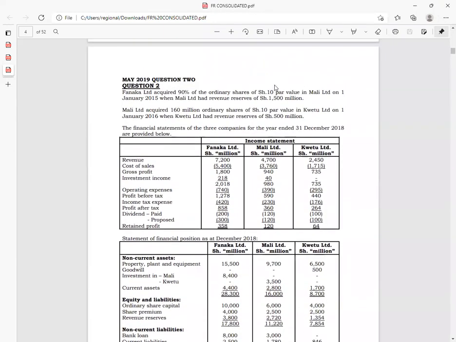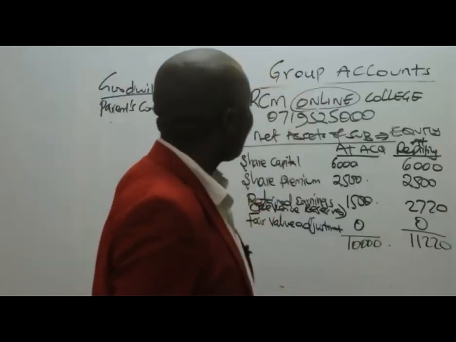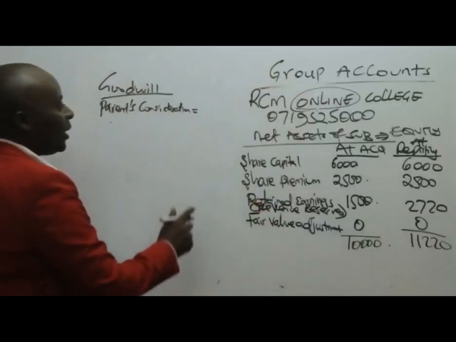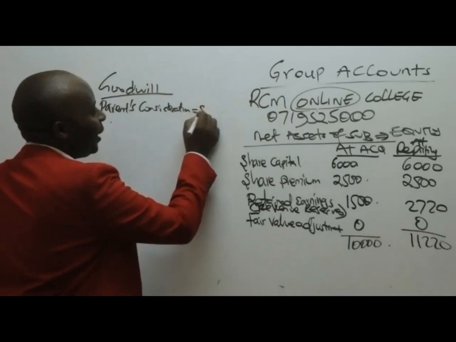They never gave us the exact procurement price here, but if you look at your statement of financial position, you'll be able to see the investment in Mali. And you'll be able to see that Fanaka, the parent here, paid 8,400 for that investment. To buy Mali's shares, they paid 8,400.